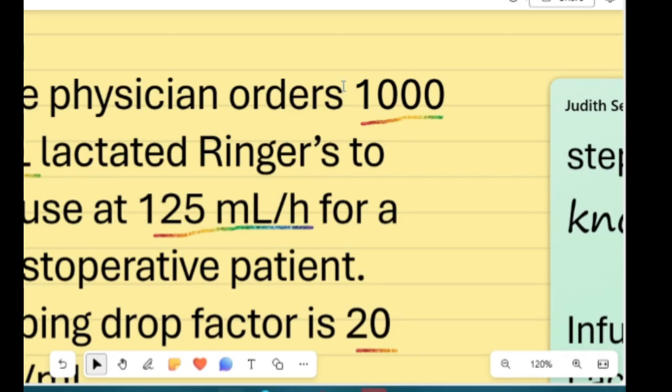But the doctor specifically wants a specific rate. So in this question, we're going to utilize the rate factor, not the total volume here, but the rate, because the doctor wants for every hour 125 milliliters of that 1,000 milliliters to be infused into the client. Pay attention. Let me say that one more time.